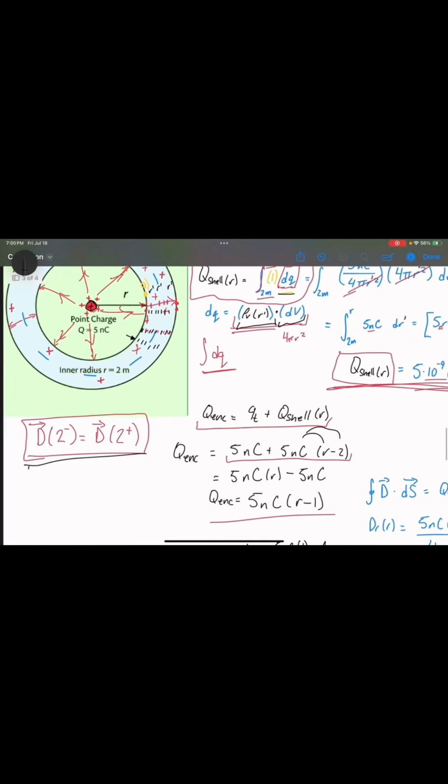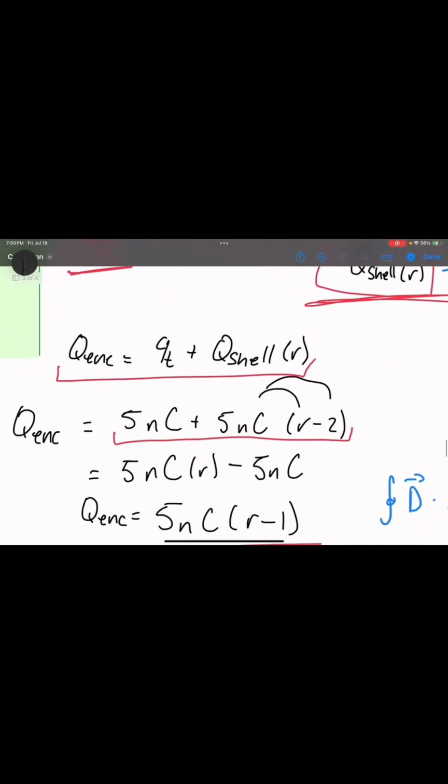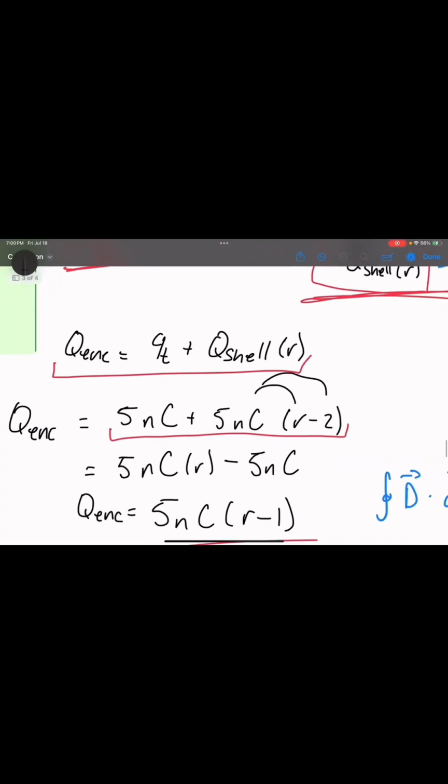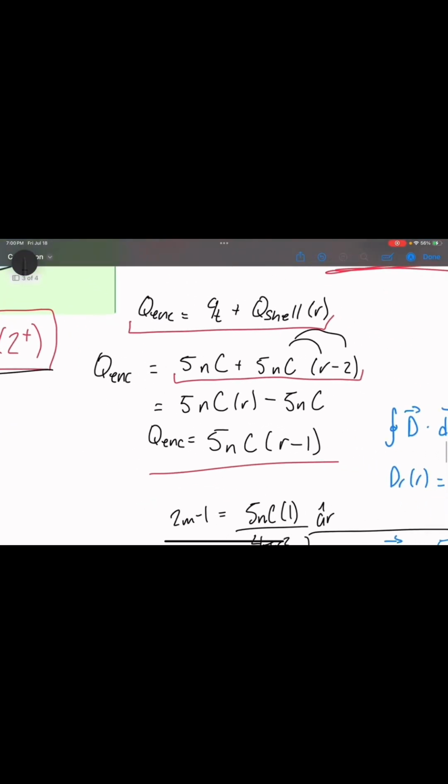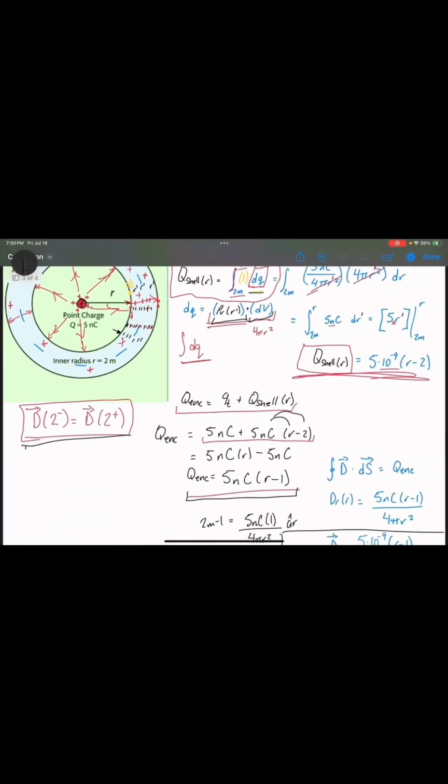Now, even though we are considering the region from 2 to 4 meters, we must still account for the charge enclosed at the origin. So our new charge enclosed, add 5 nanocoulombs, 5 minus 5 times 2 is equal to 5 minus 10, so negative 5. That gives us this expression. This is a mathematical expression that quantitatively tells us how much charge is enclosed as we move in the radial direction from 2 to 4 meters.